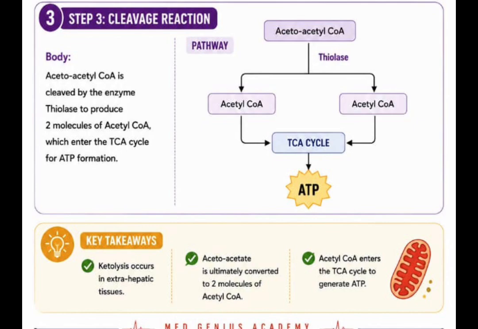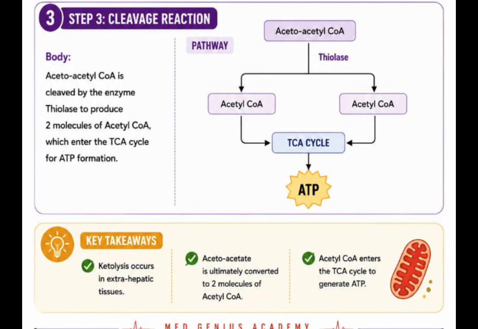So one thing to take away here is that ketolysis occurs in the extrahepatic tissue, while ketogenesis occurs in the liver. Also, acetoacetate is ultimately converted to 2 moles of what? Acetyl-CoA, because it has to convert to Acetoacetyl-CoA with succinyl-CoA, and then later forms what? 2 moles of what? Acetyl-CoA. And also acetyl-CoA enters into the TCA cycle to generate what? ATP, which we have talked about.